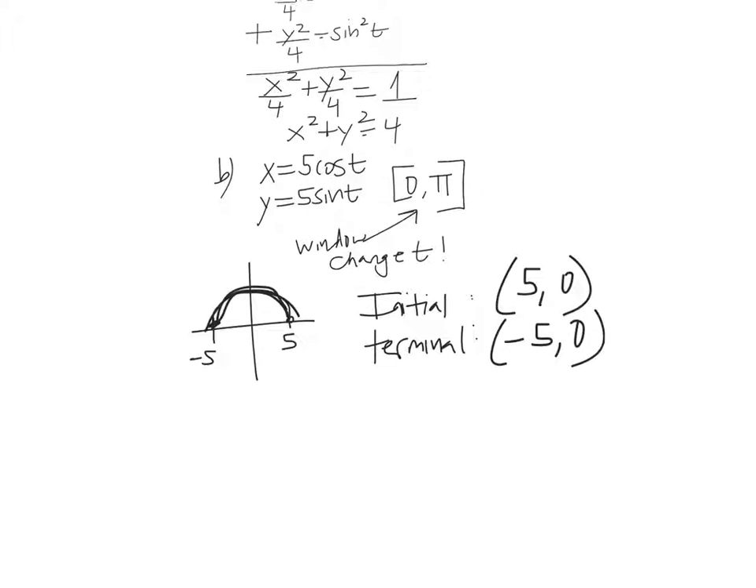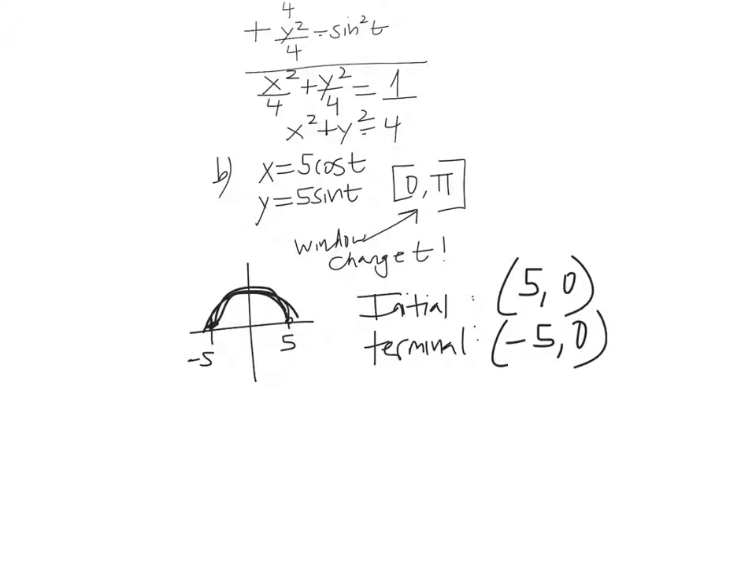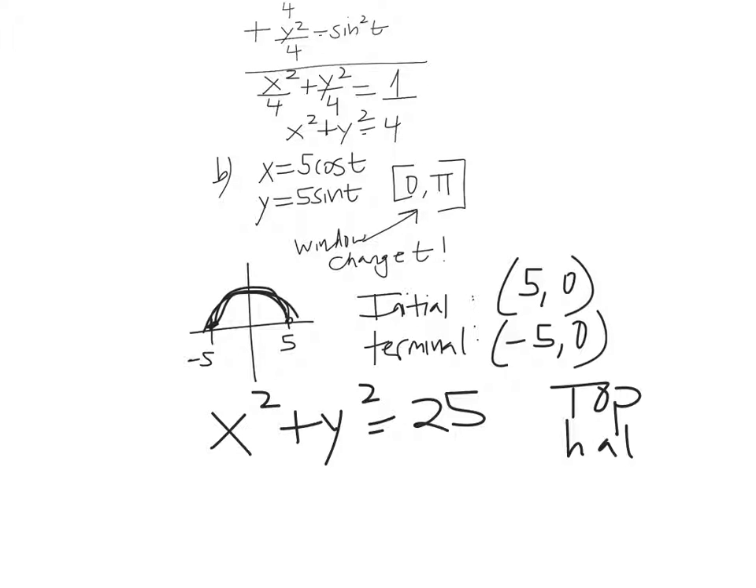Okay, and then to change this into a Cartesian equation, without the parameters, you would say x squared plus y squared equals r squared, which is 25. But that is an entire circle. So you could say top half. I'm perfectly fine with that. Top half, okay?